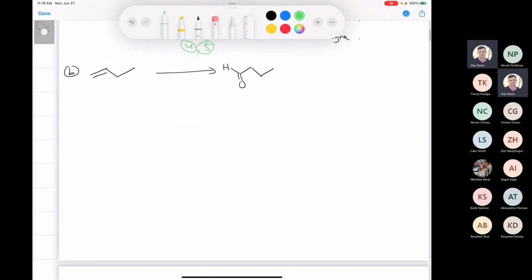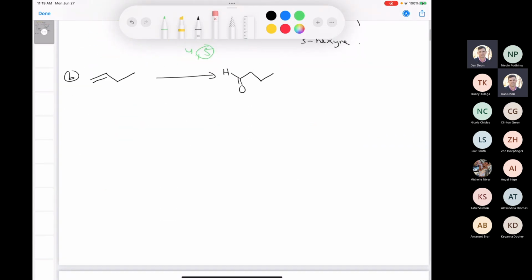So this is 9.29b. So let me erase this just so we can see a little bit better. This is 9.29b. So we're taking 1-butene and we want to make an aldehyde. How many ways do we know how to make an aldehyde? Unless we're talking about ozonolysis of an alkene, we only know one other way.